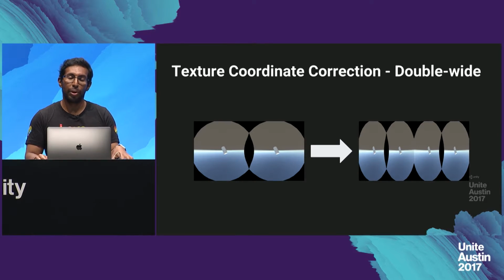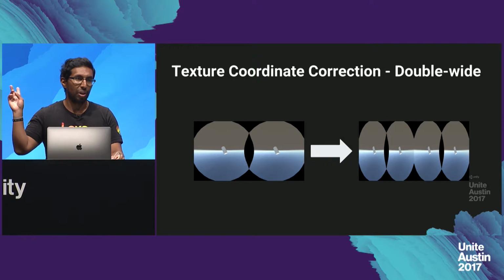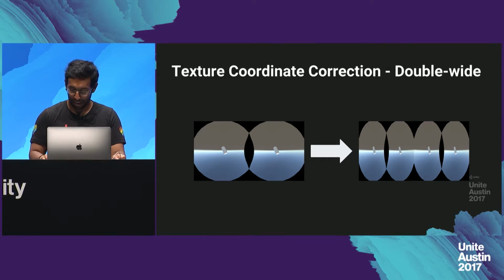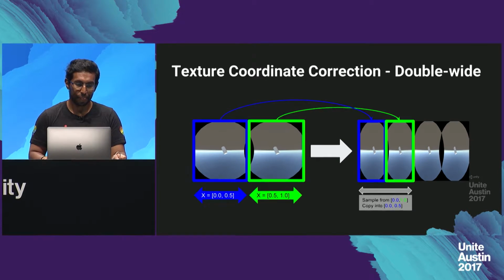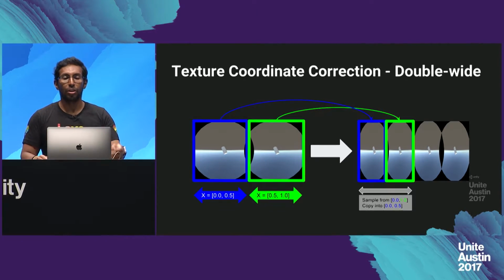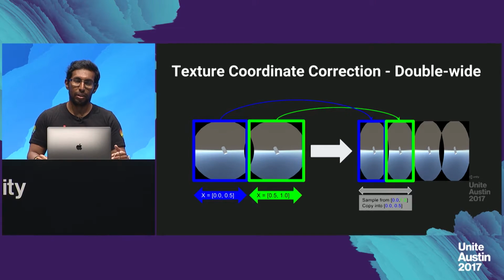So this is what a bug looks like. Some of you may have seen this when you're doing your own rendering. You get this kind of doubled up pair of eyes when you're running single pass. So we're going to go over what's actually happening when this goes wrong. On the left, we have our source texture, and we have our left and right eye each occupying half of the texture. And then it's getting copied into our destination texture, but it's getting doubled up.